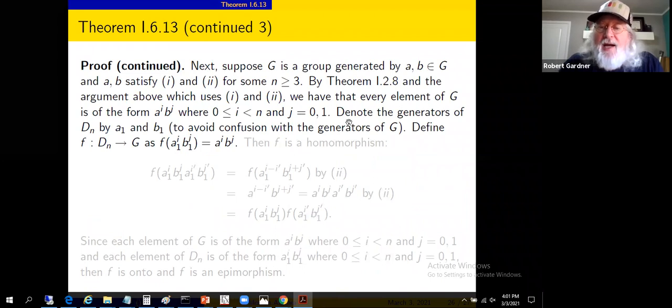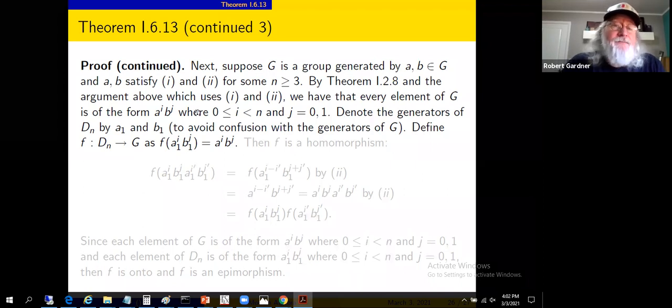All right, there was an isomorphism claim as well. It's got a couple pages left here, I think. Suppose G is a group generated by A and B, where A and B satisfy 1 and 2, and that group is of order greater than or equal to 3. We want to show that's isomorphic to the dihedral group. So we'll define a homomorphism ultimately.